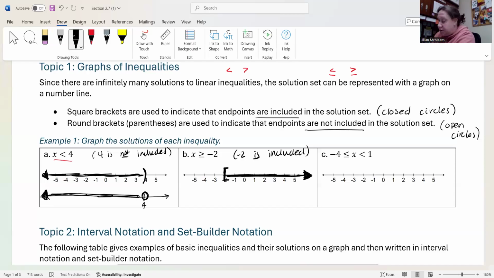Now, as far as the circles go, we would locate -2. We would put a big circle there, but this time we want to color it in. This is what we call a closed circle. We've colored it in. We're saying we're plotting that point -2. There's not a hole there this time. And then we want to shade everything to the right.